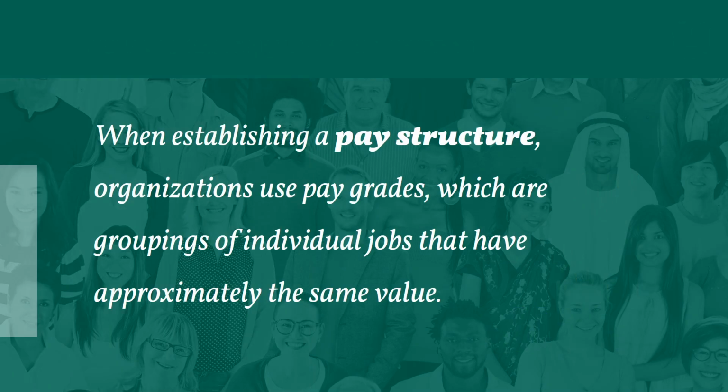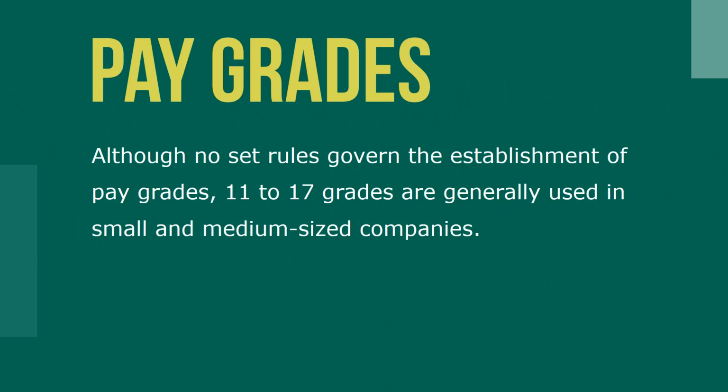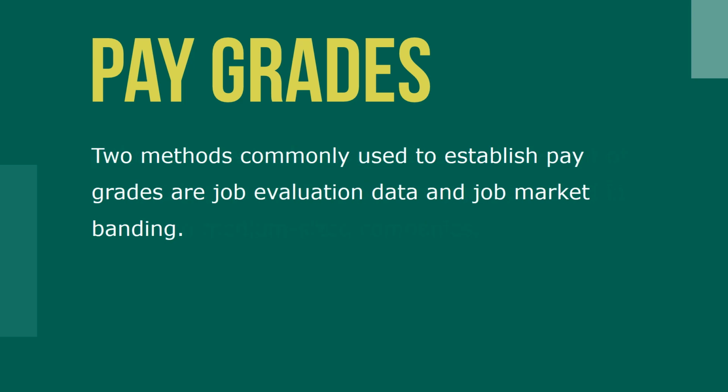When establishing a pay structure, organizations use pay grades, which are groupings of individual jobs that have approximately the same value to the organization. Although no set rules govern the establishment of pay grades, 11 to 17 grades are generally used in small to medium-sized organizations. Two methods commonly used to establish pay grades are job evaluation data and job market banding.